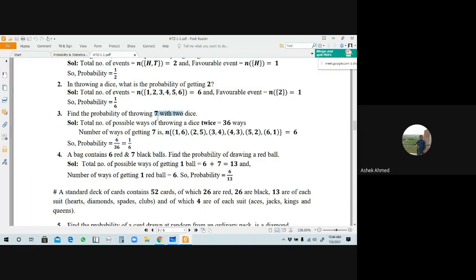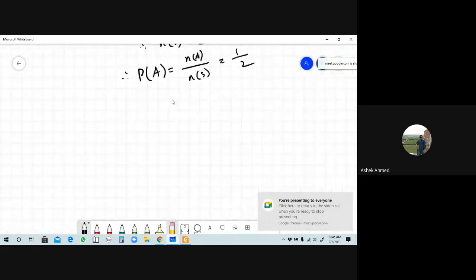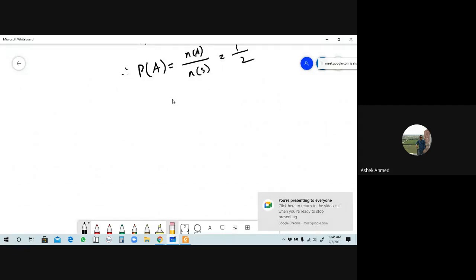So we know that the outcome space of a dice is 1 up to 6. Is it right? Yes, sir, 1 up to 6. Here we have to find out 7 with 2 dice. Now tell me, how can we get 7 here? Okay, for that case, sir.